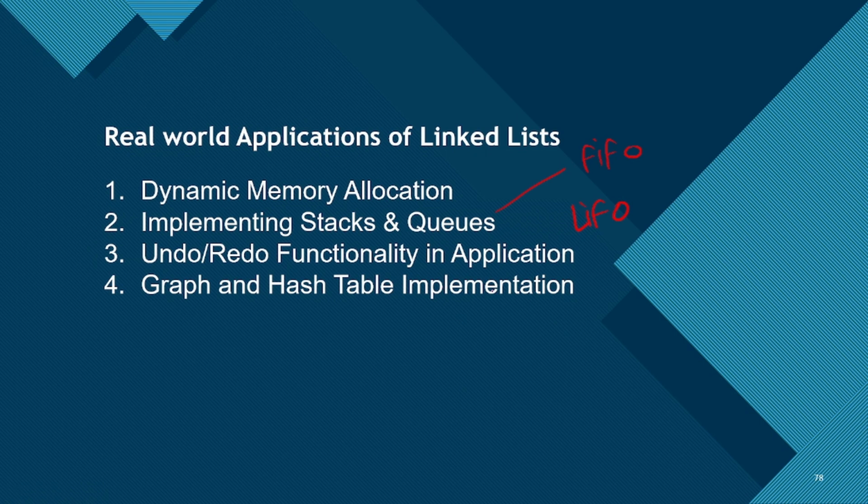The next one is graph and hash implementation. Linked lists are commonly used as adjacency lists to represent graphs efficiently. They are also used in hash tables for handling collisions through chaining, where multiple values mapping to the same index are stored as a linked list. I hope you get these four applications.